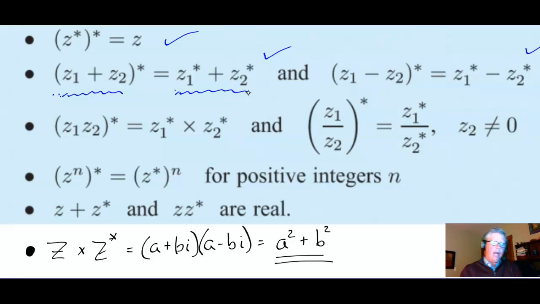All right. So sort of the same idea here, same idea here. Oh, this is nice. This is really nice. You could take a complex number to a power, multiply over and over and over again, and then take the complex conjugate, or you could take the complex conjugate first and then take it to the power. All right.